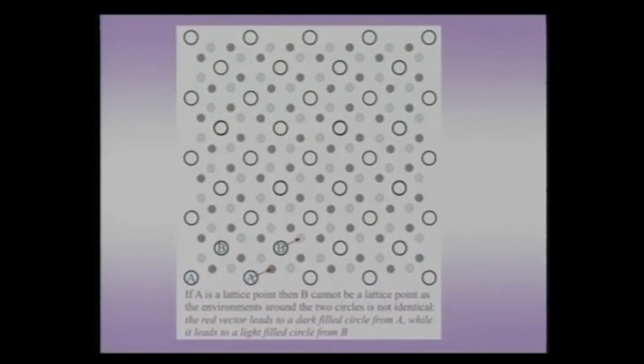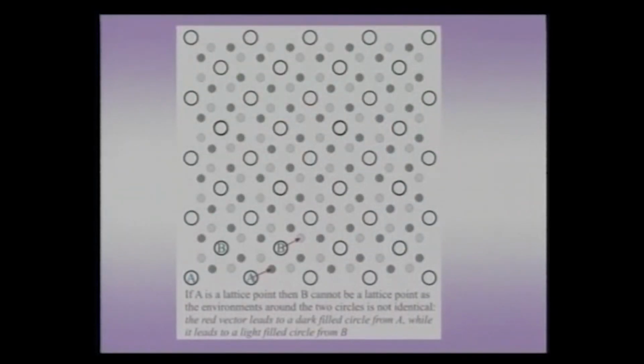So let us consider A and B as the two circles. If I look at A, then at a certain distance, of course by going along X and then coming along Y direction, I land up at a dark grey circle. If I do the same translation operation as shown by this red vector, I land up on a light grey circle. This implies A and B do not have identical surroundings. That means A and B both cannot be simultaneously lattice points.